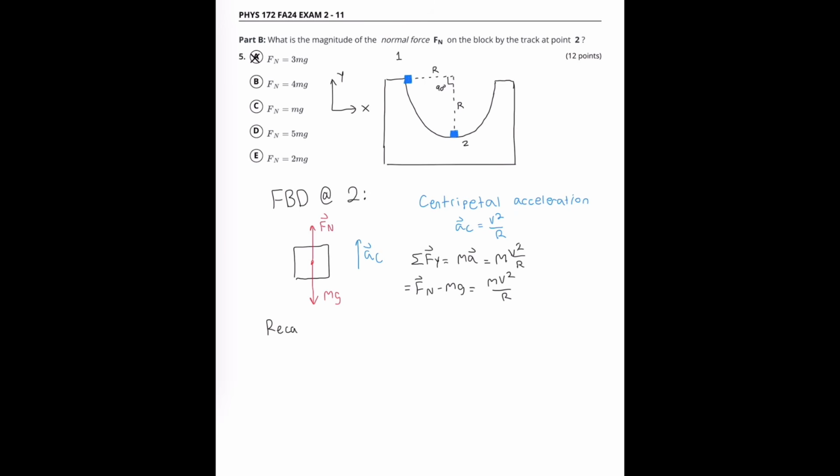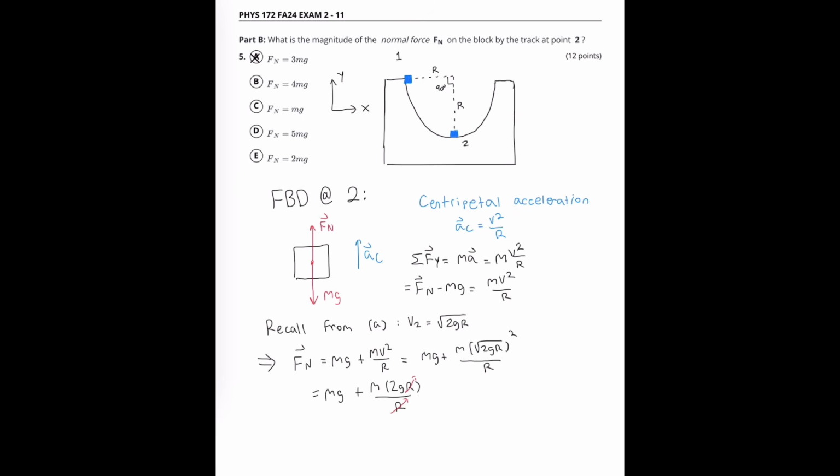And recall from part A, the velocity at 2 is equal to root 2gr. So we can rewrite our expression for Fn equal to mg plus mv squared over r, which is equal to mg plus m times root 2gr squared over the radius, which is equal to mg plus m times 2gr over r, and the r's will end up canceling in this case.